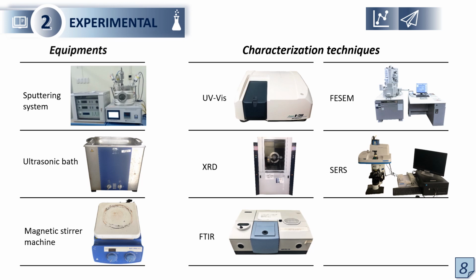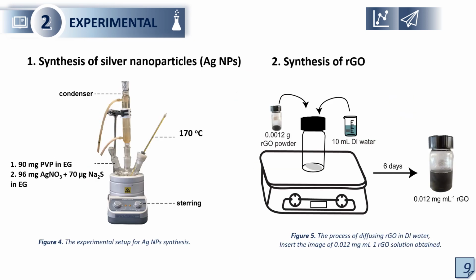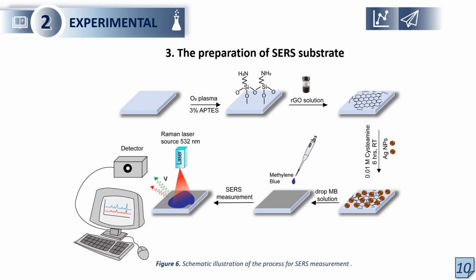Next is part 2, experimental. Silver nanoparticles were synthesized by the chemical reduction method, and the synthesis procedure is shown above. It is the process by which we prepare a substrate with a two-layer silver structure for analysis using a 426 nanometer wavelength excitation laser, and the signal is received by the detector.